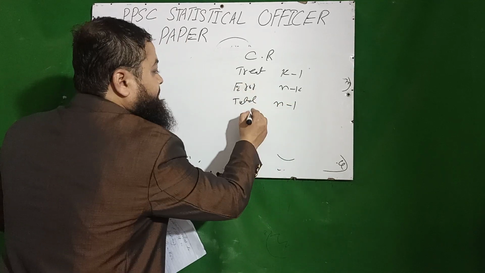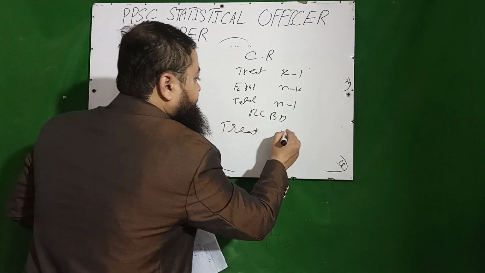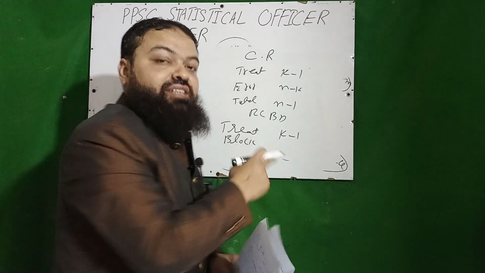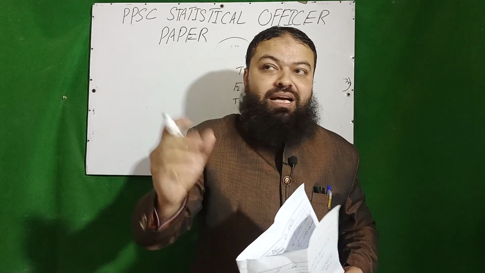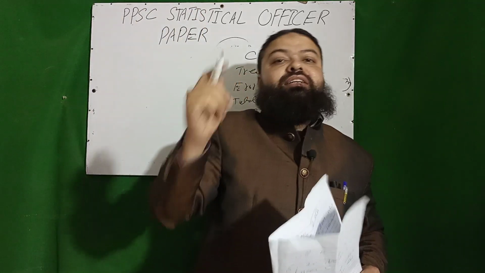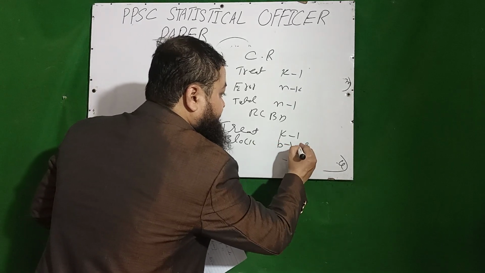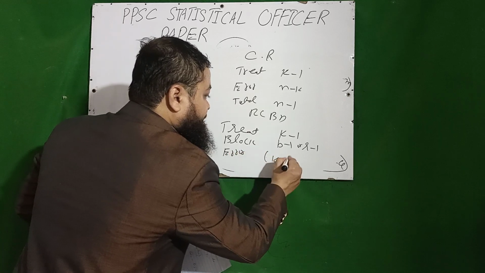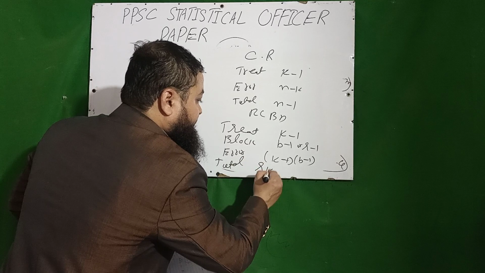Then I will say about RCBD. The degree of freedom for treatment is k minus 1. For block, because it has a restriction in one way. All the treatments will be applied in every block one time randomly. Block will be b minus 1, it can also be r minus 1. Error will be k minus 1 into b minus 1. For total, that will be rk minus 1.